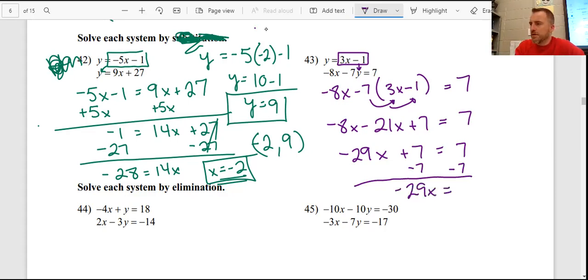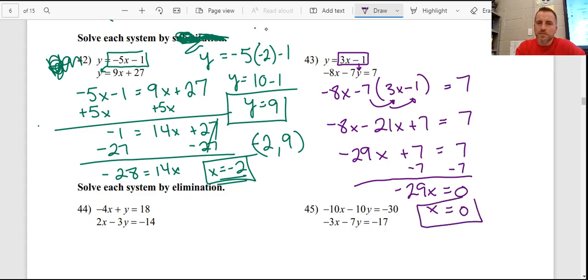And then some people panic here. They think that there's no solution, but there is something we can multiply negative 29 by and get 0. So if I divide by negative 29 on both sides, I find out that x equals 0.